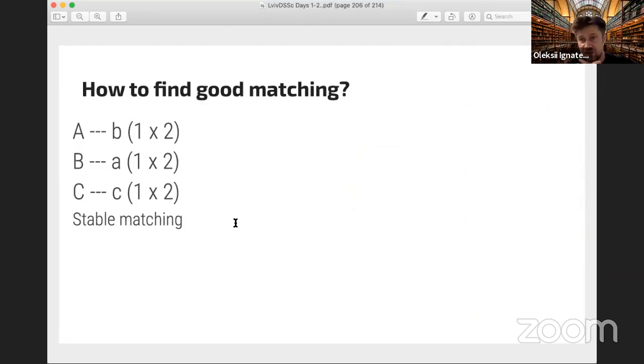matching. And this is a problem if you have quite a big amount of participants. How to create a good matching, and is it really the case that a good matching exists? Maybe there's no good matching at all. Maybe there's no stable matching possible. And Gale and Shapley answered these questions positively. So a stable matching always exists.